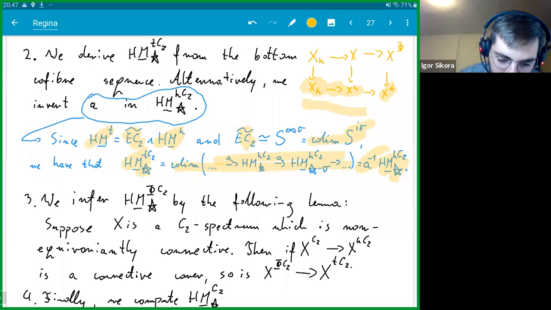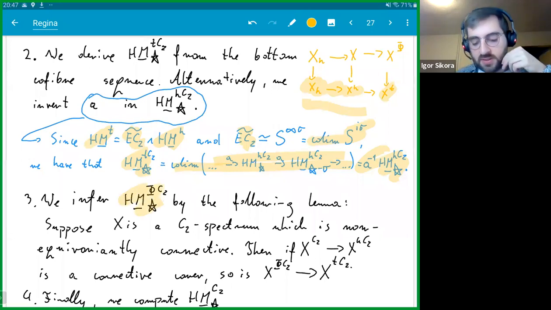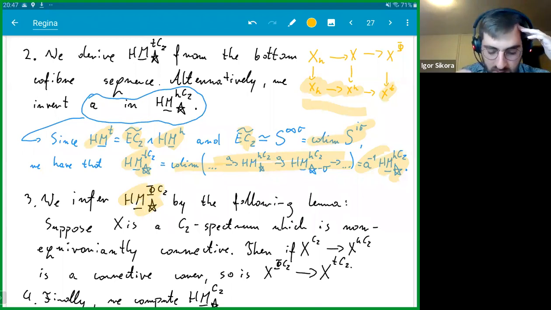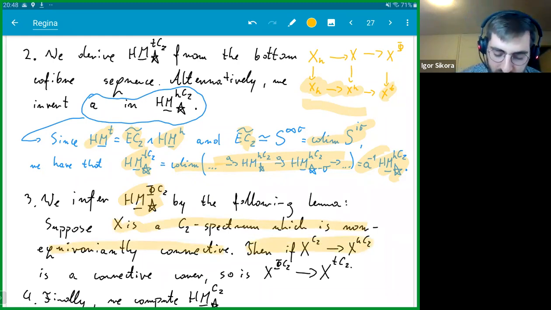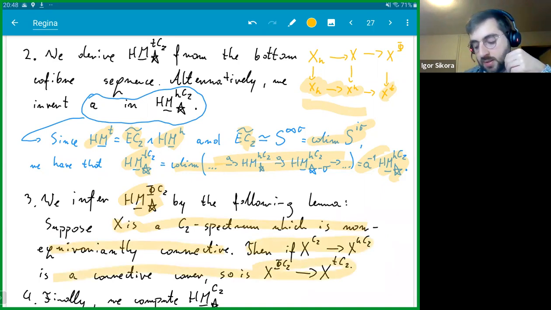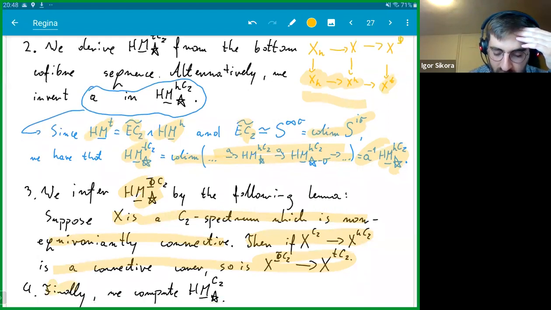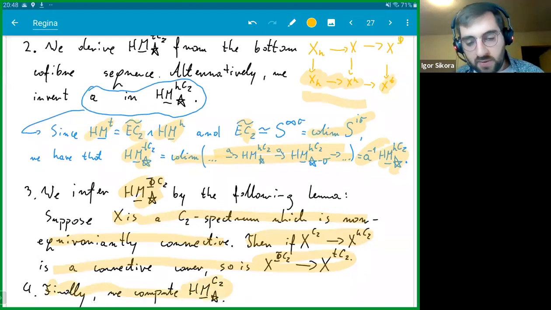Now, how do we infer the coefficients of the singular spectrum? By the following lemma: if X is a C2 spectrum that is non-equivariantly connective, and the map epsilon, after taking fixed points, is a connective cover, then so is the map from the C2 fixed points of the singular spectrum to the C2 fixed points of the Tate spectrum. And finally, we can compute the coefficients of HM.